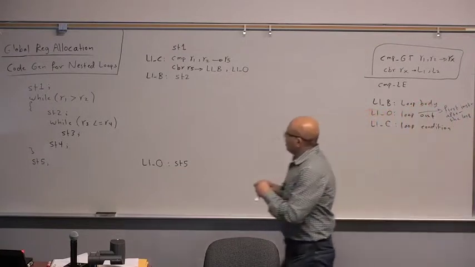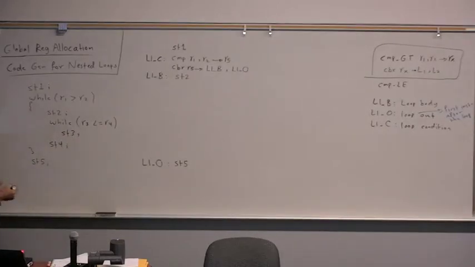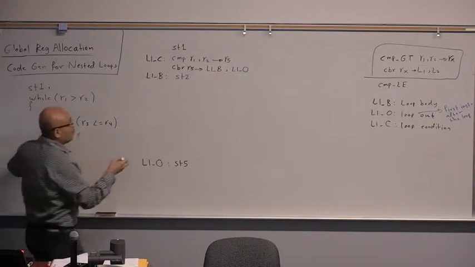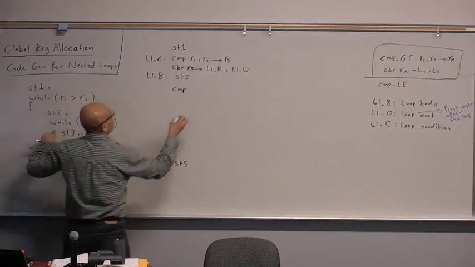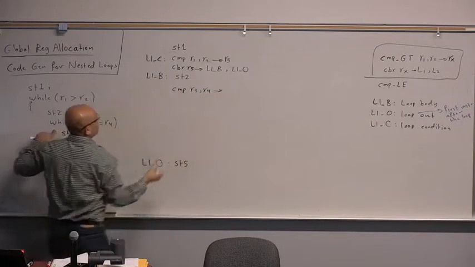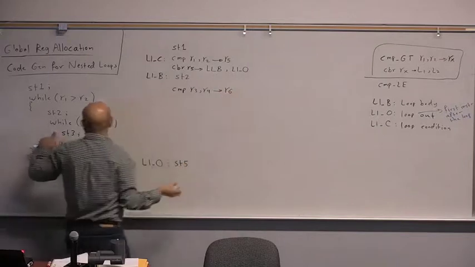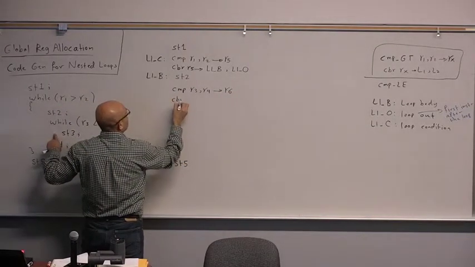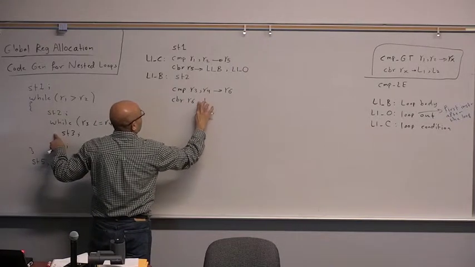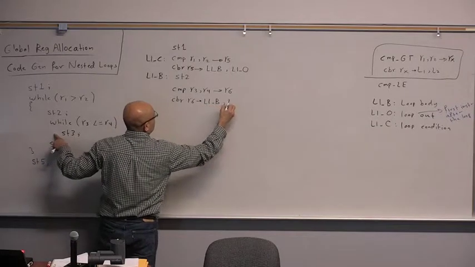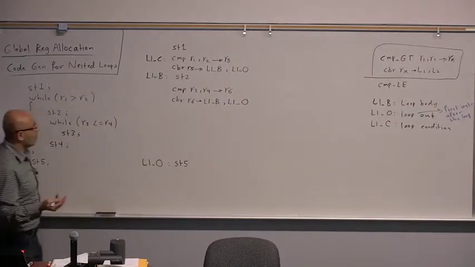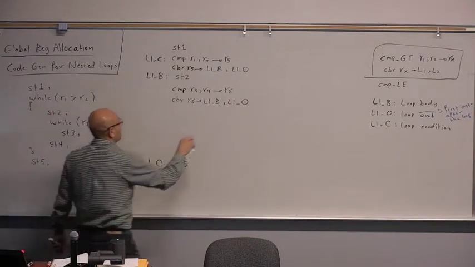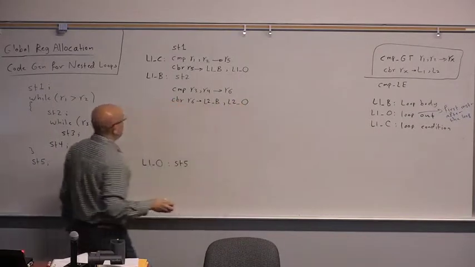Okay, so this is statement 2. Then what should we do? Generate code for this. You will call that same function recursively, the one that generates code for a while. And the code for the while is going to be: compare R3 and R4, put the result in the next register, which is R6, and conditional branch based on R6 to L1B or L1O. So B for body, O for out. Same thing. Isn't it supposed to be L2? Yes, sorry. Thank you. Yes, L2, because this is a different loop.